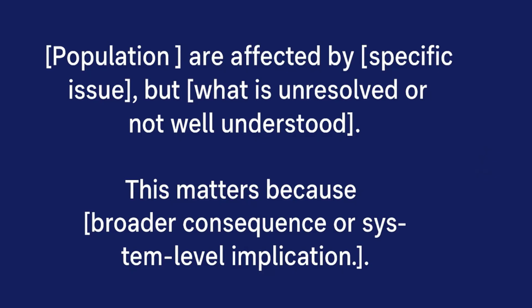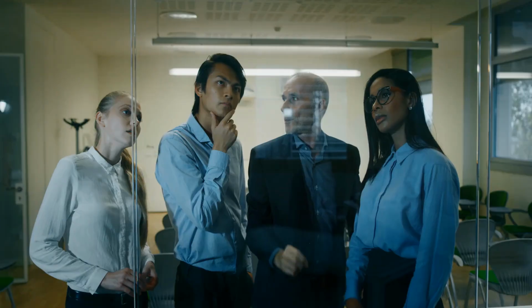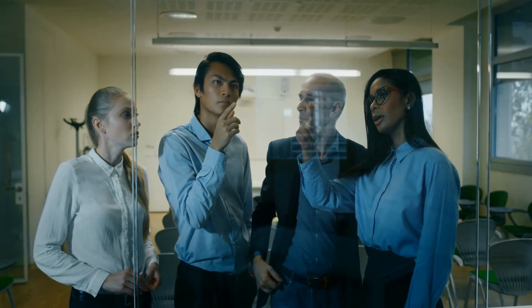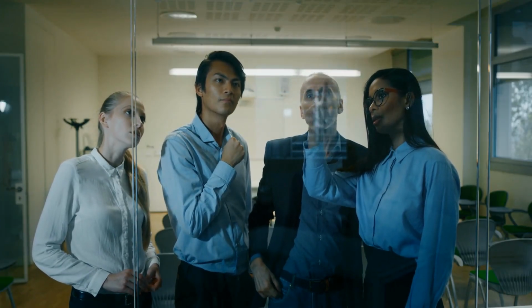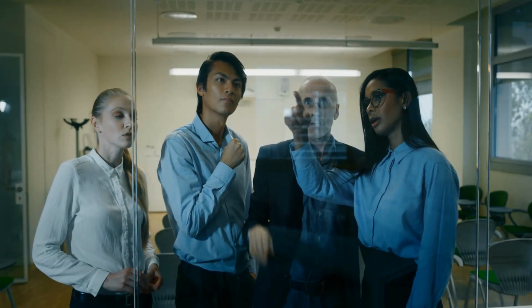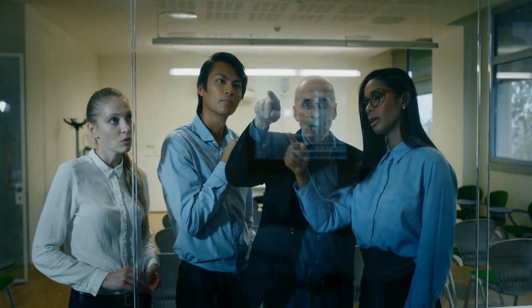A simple way to draft a first version is to use a sentence frame like this. Population are affected by specific issue, but what is unresolved or not well understood? This matters because broader consequence or system-level implication. That frame forces you to identify who is involved, what the issue is, what we don't yet know, and why anyone outside your school or district should care.